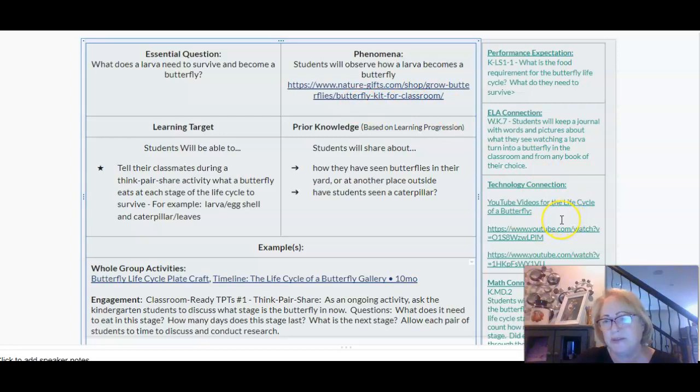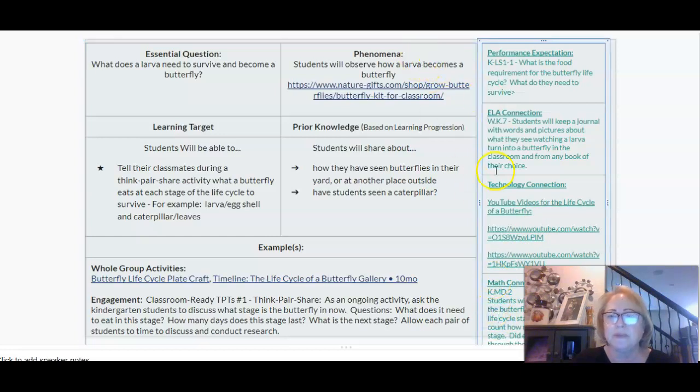Technology connection is various videos on YouTube that are age-appropriate videos that the kindergartners will understand regarding the life cycle of the butterfly. And the math connection would be keeping a calendar, marking off each day that the butterfly goes through their cycles, counting the days of each butterfly cycle. And since there's more than one butterfly in the kit, we'll observe to see if every butterfly has the same amount of days with the cycle that they are going through.